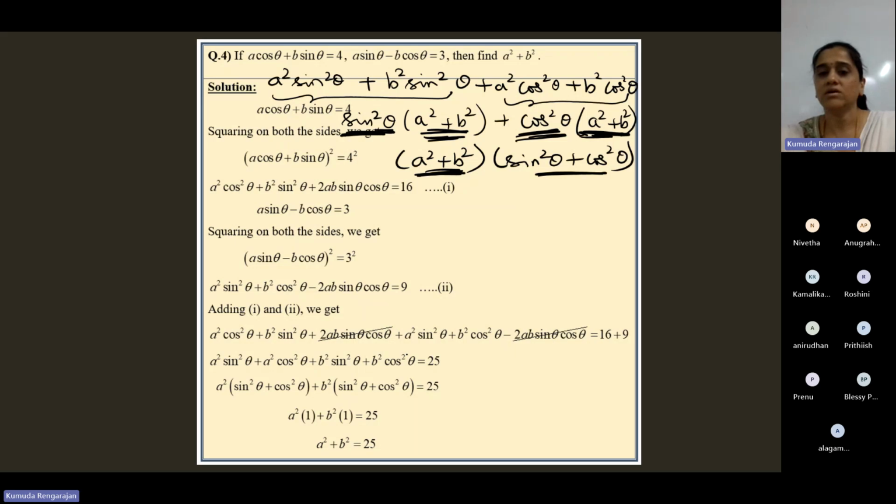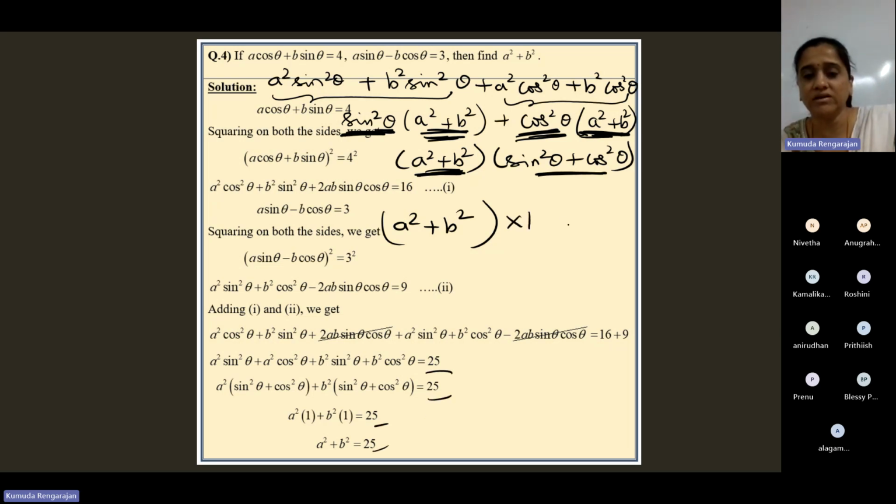All right, you got it now? Okay. So a square plus b square into sine square theta plus cos square theta, which is 1. This is 1, and you have 25 here. I didn't write it. You have 25 here, is equal to 25. So a square plus b square is equal to 25. You can also group it like this.